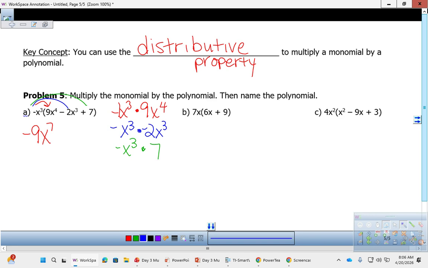From the monomial to the middle term, it's negative 1 times negative 2, which is positive 2. Keep the base the same and add the exponents. 3 plus 3 is 6. And then coefficients, negative 1 times 7. Keep the base the same. There's no exponents to add, so I'm just going to keep that one the same.